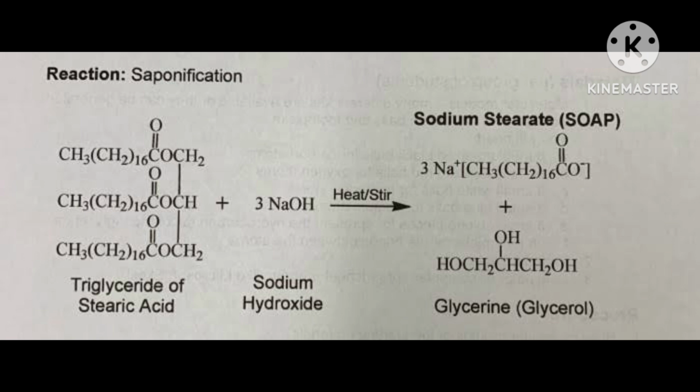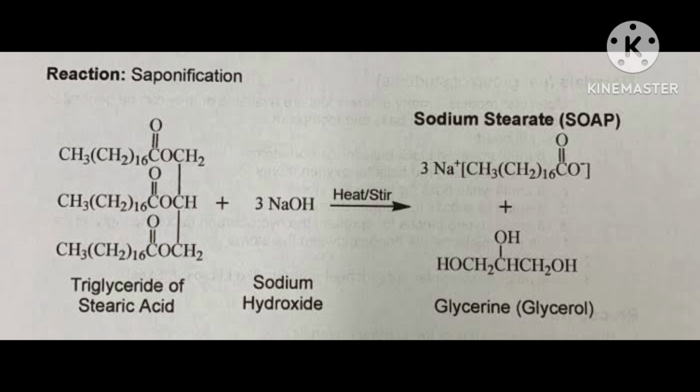Now what will it give? See, NaOH will give Na plus and OH minus. Three molecules are there, but first think for only one molecule of NaOH, Na plus OH minus. When the CH2 and O bond breaks, obviously O will get a negative charge and CH2 will get a positive charge. Correct?